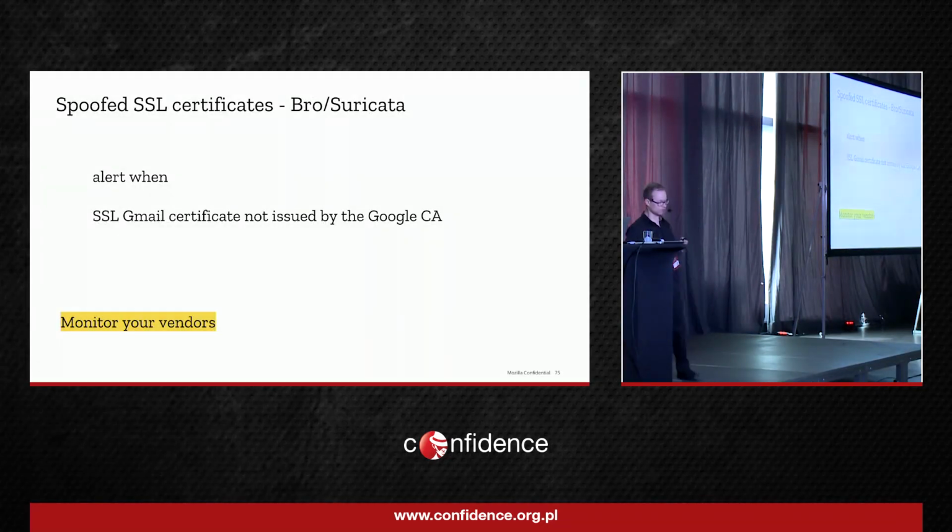We even watch our vendors, so we use Gmail. So we have a bunch of rules looking for certificates that pretend to be Gmail, issued by even a trusted CA, but it is not a Google CA. And if one of our employees actually clicked on a link leading to a phishing site presenting an SSL certificate with a fake Google CA, I want to know about it, and Google wants to know about it. I literally send them information about it.